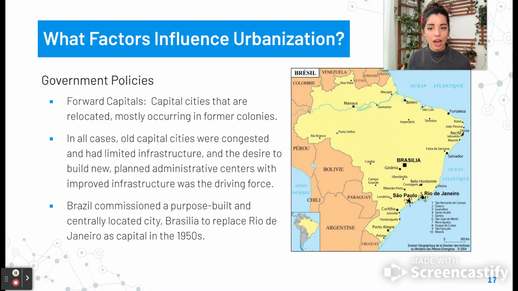So for instance, we see Brazil here. They commissioned a purpose-built and centrally located city, Brasilia, to replace Rio as their capital. Aside from trying to move past some of their colonial history and starting fresh as their own independent country, it is way more centralized, which makes more sense geographically for a country. And then also they can really build it with intent and in a way that serves their government.